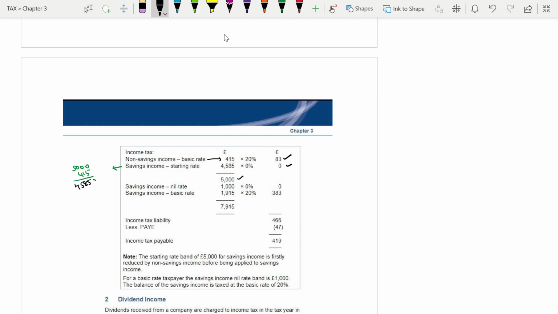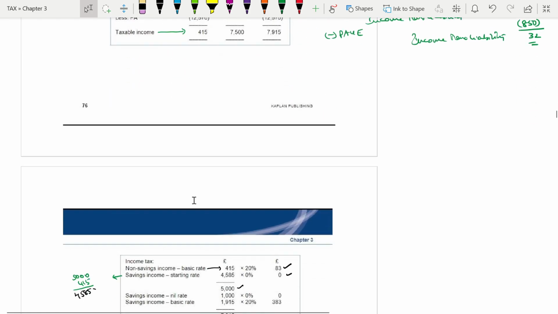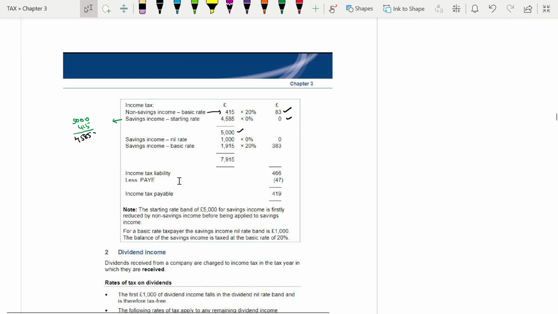They will have a multiple level of exemption. Total savings income is how much? 7,500. Right? How much did they get in the first case? They got 4585. Next, they got 1,000. Fine. Now, what is the balance they will have?